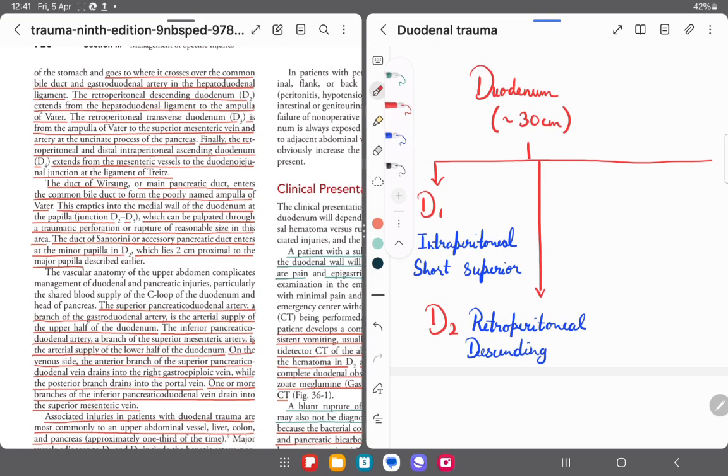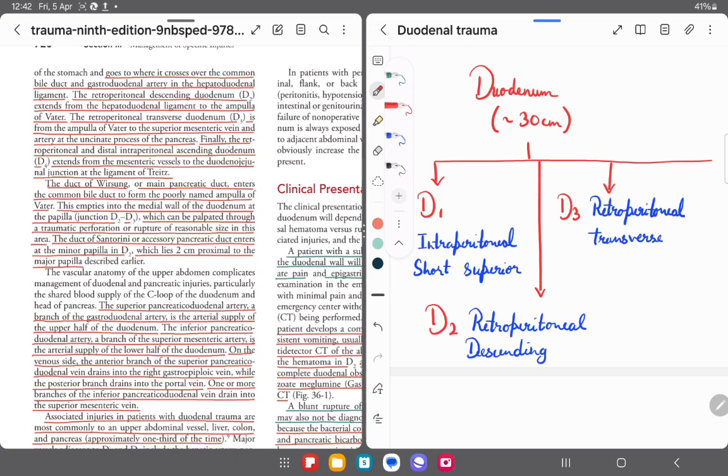Okay, so next we have D3. What is D3? It is retroperitoneal transverse duodenum. D3 is from the ampulla of Vater to the superior mesenteric vein and artery at the uncinate process of the pancreas.